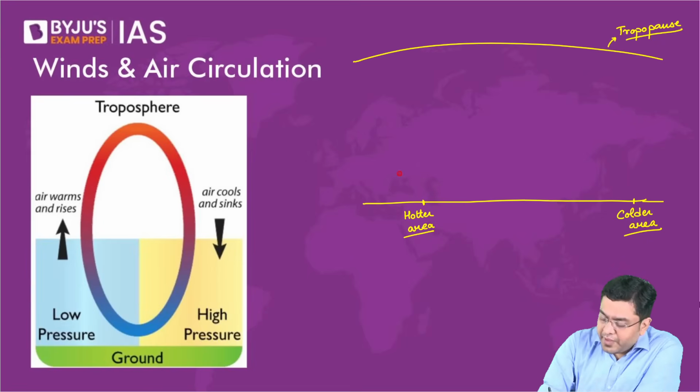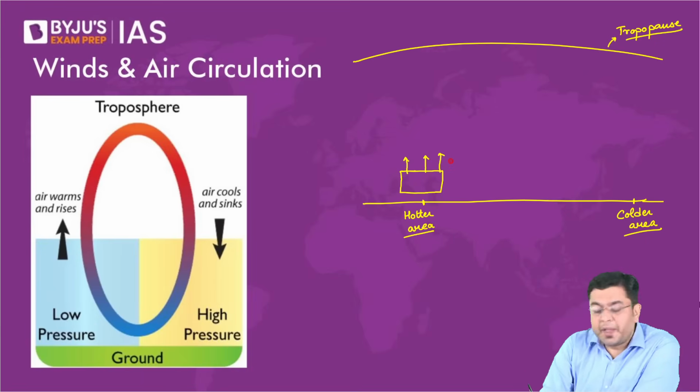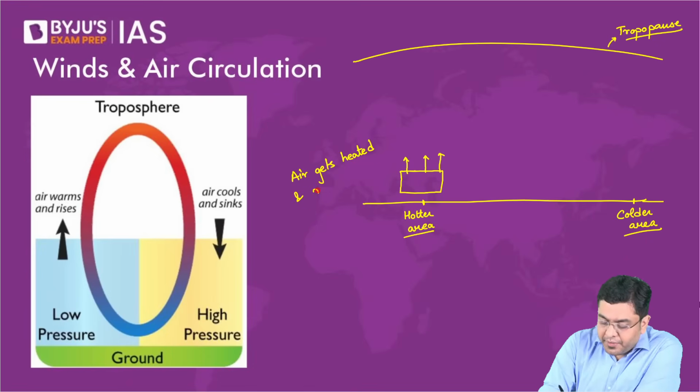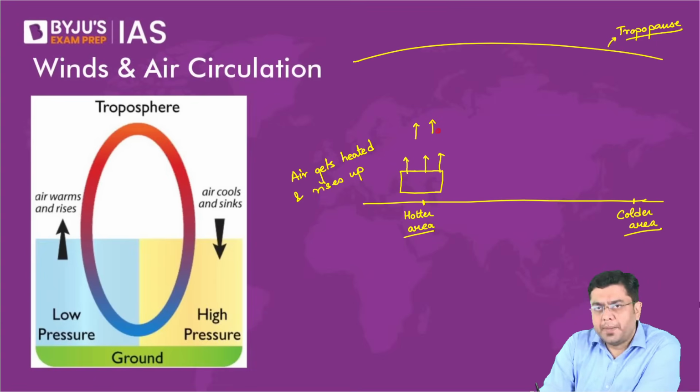So, in this case, what will happen? Let's suppose you have a parcel of air here. So, it becomes lighter. So, it will start to rise up. It will begin to rise up, isn't it? So, this begins to rise up. So, air gets heated and rises up. So, it will continue to rise up as long as it is warmer than the surrounding. It rises up, rises up.